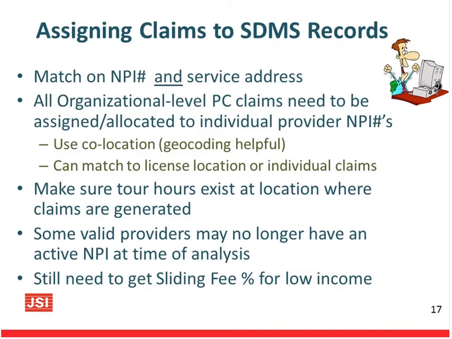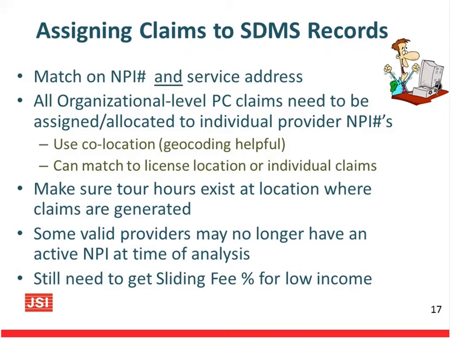All organizational level primary care claims need to be assigned and allocated. So this is also important. Make sure you're not missing the organizational claims, but if you do find them, what we do is we assign them to individual providers that we can find located at that address. Hopefully, usually we find enough individual providers.